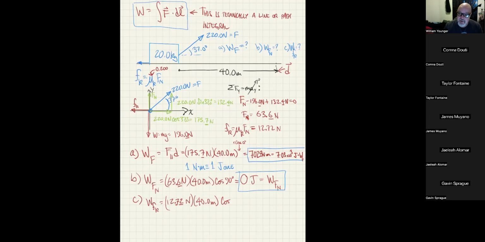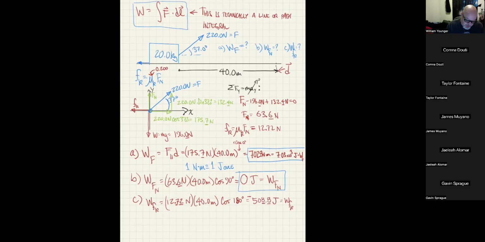And that 180 makes all the difference because the cosine of 0 is 1, whereas the cosine of 180 brings in that negative. Yeah, it's -1. So in fact, we get 508.8. And in this case, it's actually supposed to only be 2 sig figs. So joules is the work done by friction, and it's negative.